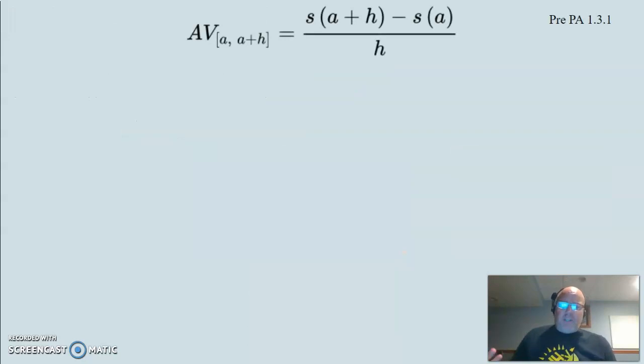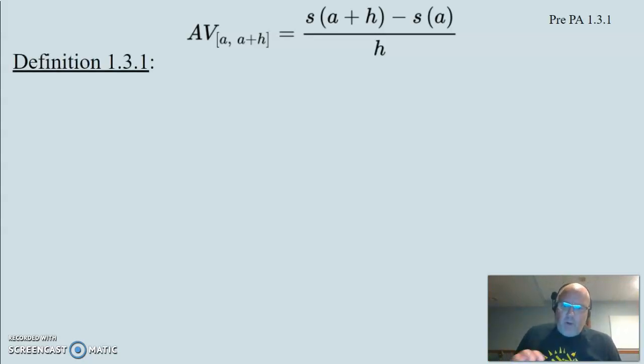So up until this point, we've been doing an average velocity from a to a plus h on some position function, and we say that the average velocity is s of a plus h minus s of a over h. And at this point in time, you should be very comfortable with that formula for average velocity. But we're going to make this a little bit more general. We're going to not say that this is true for just a position function. We're going to say that you can calculate an average rate of change for all functions.